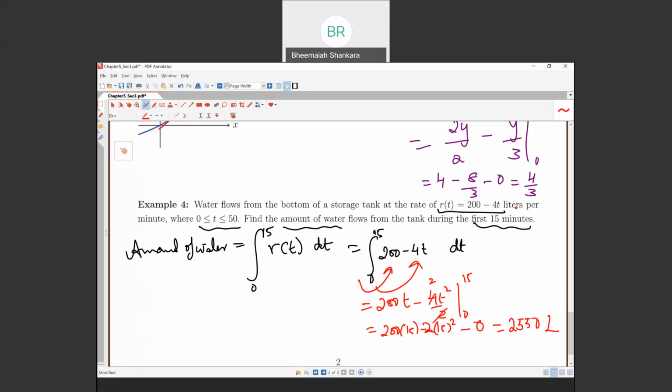So the question is asking you to find the amount of water that flows from the tank during the first 15 minutes, and you calculated it to be 2550. What if you were asked to find the amount of water that flows from the tank during the first 23 minutes? The upper limit of integration will be 23. Do a similar procedure. In the last step, evaluate the function from 0 to 23. So you fix the limits of integration regarding how many minutes you are calculating.